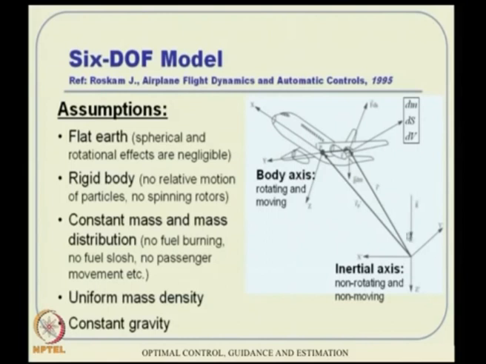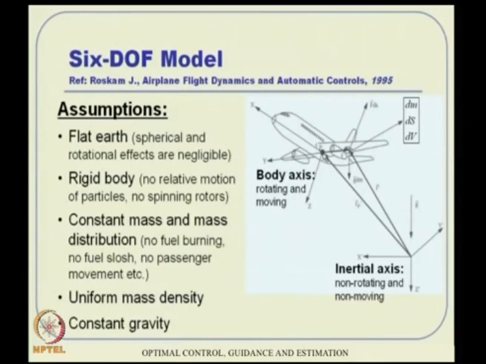The inertial axis does not move, but the body axis actually moves. If the aircraft is oriented, then the body axis is also oriented along with it, because the body axis is tightly fixed with the body. So if the aircraft turns, the body axis also turns along with it.